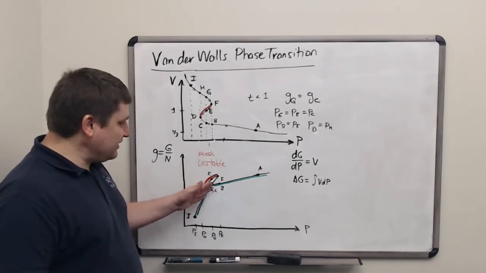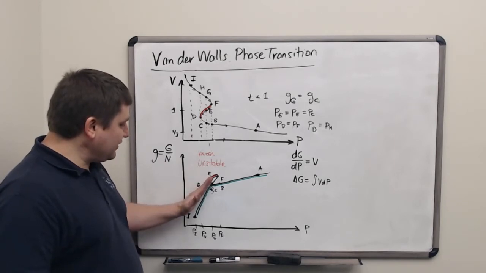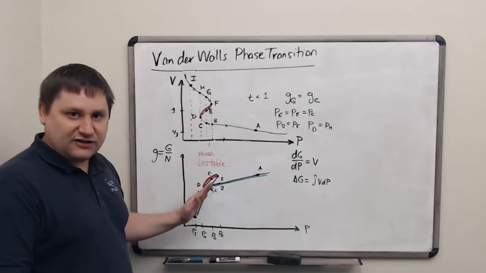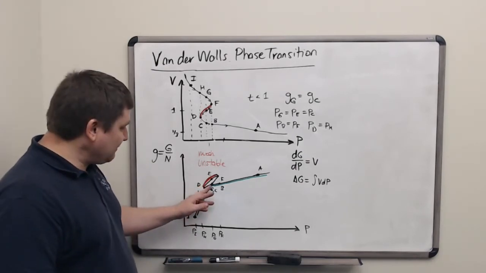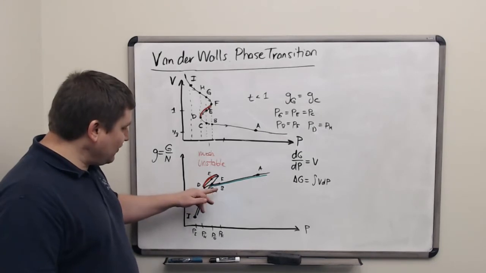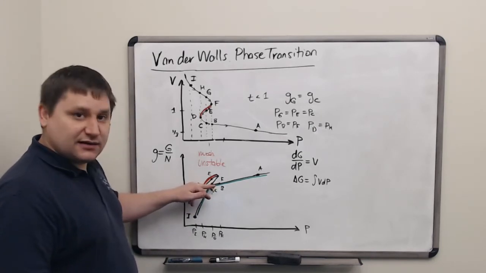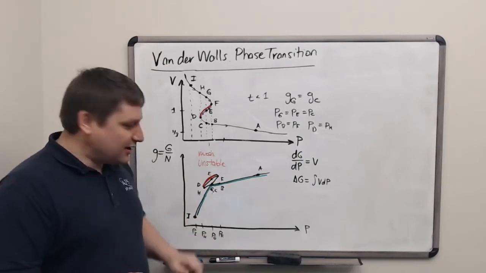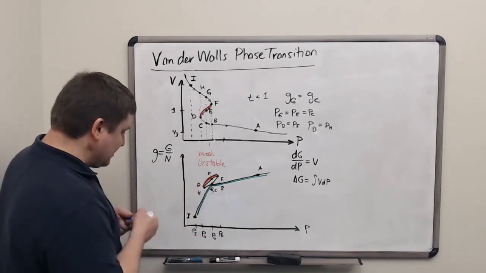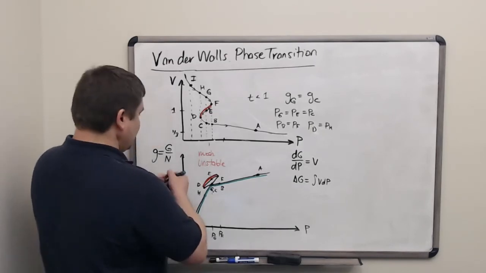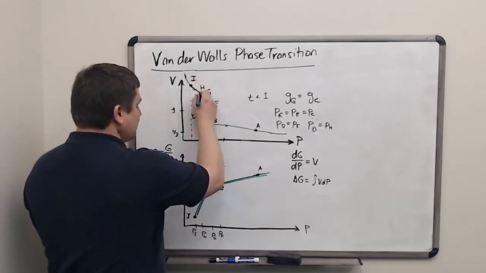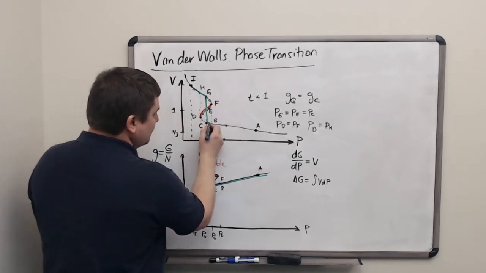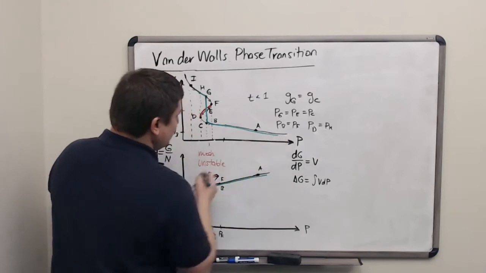We have to change our slope from one value to another. Remember, slope is volume here. So we have a discontinuous change in volume between the slope just before G and the slope just after C. That discontinuous change in volume is the phase transition. We skip this whole region here. We go straight from G to C. And then we continue on with our compression.